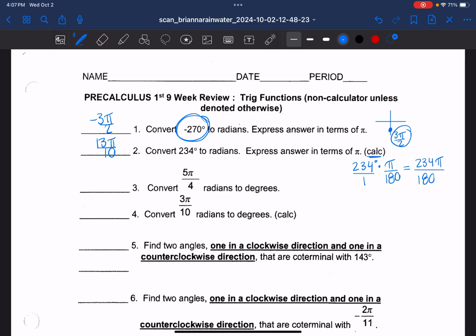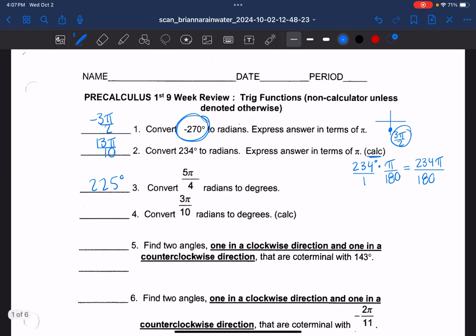Number 3 says to convert 5 pi fourths from radians to degrees. So 5 pi fourths is one from our unit circle. So we should have 5 pi fourths memorized. 5 pi fourths is equivalent to 225 degrees.